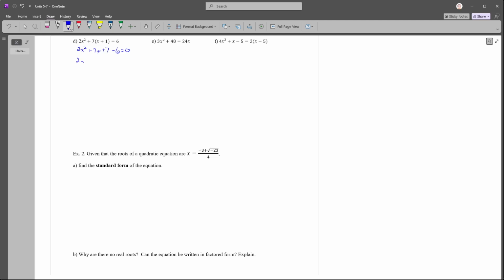So we end up with 2x squared plus 7x, and then 7 minus 6 is just plus 1. And that whole thing is equal to 0. Now we're back to the state that we recognize and we understand. We have a quadratic equation, so let's solve it using the quadratic formula. In this case, our a is equal to 2, our b is equal to 7, and our c is equal to 1. So let's fill it in. We have x is equal to negative b, so negative 7, plus or minus the square root of b squared, so 7 squared, minus 4 times a, which is 2, times c, which is 1.